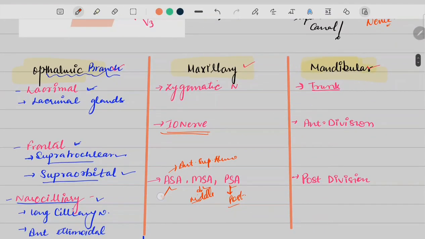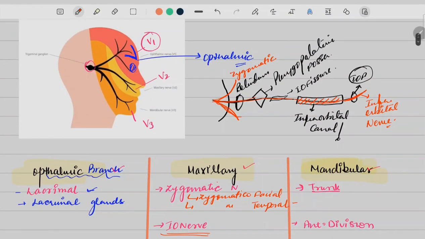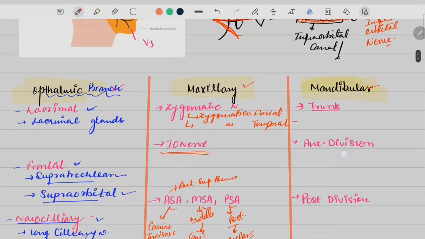So here the anterior superior alveolar is going to supply your canine as well as your incisors. The MSA is going to supply the premolars, and this PSA is going to supply the molars. So you see, it's very easy. The zygomatic will give supply to two things: zygomaticofacial and zygomaticotemporal. So this zygomatic branch is going to supply two regions, the facial as well as the temporal.